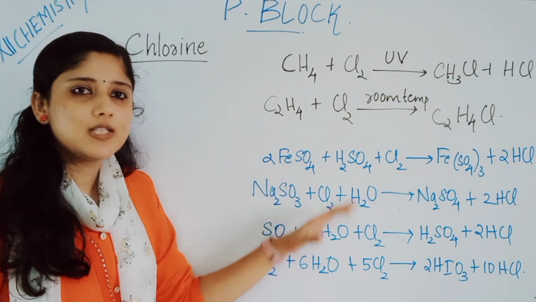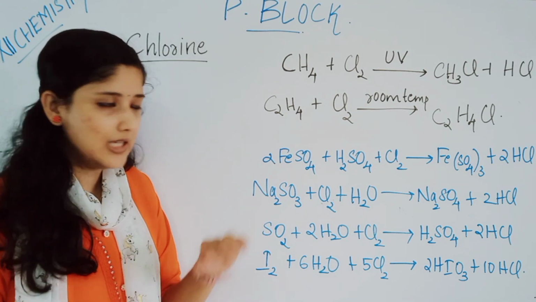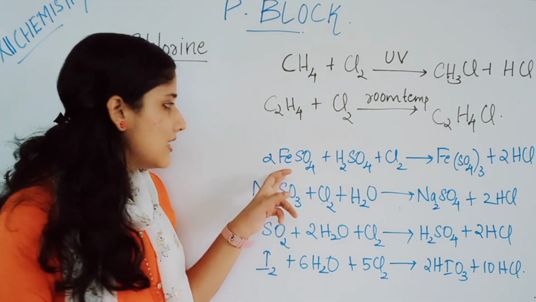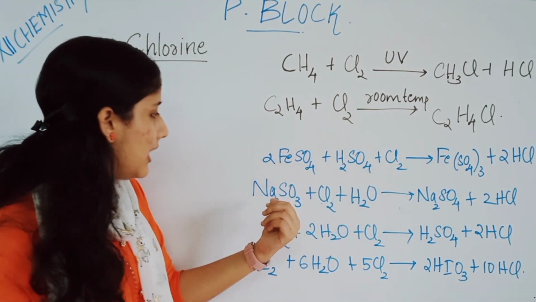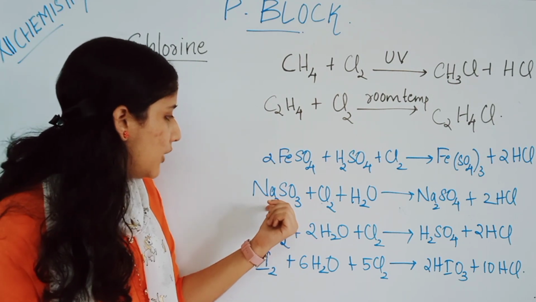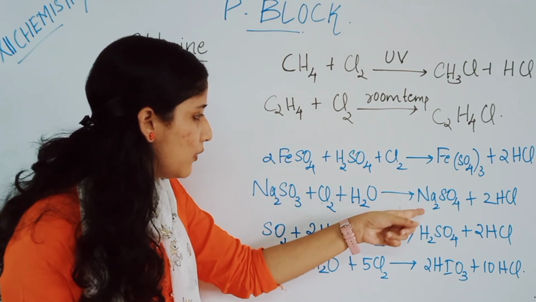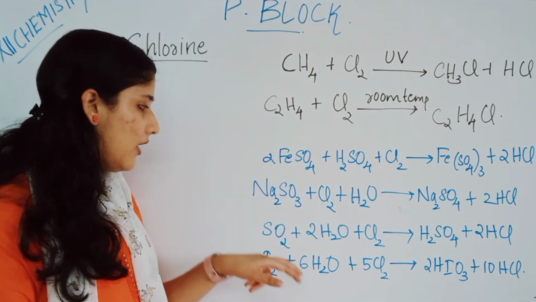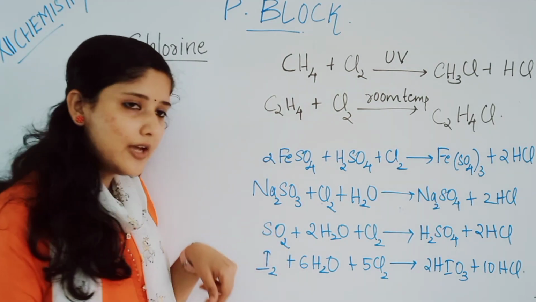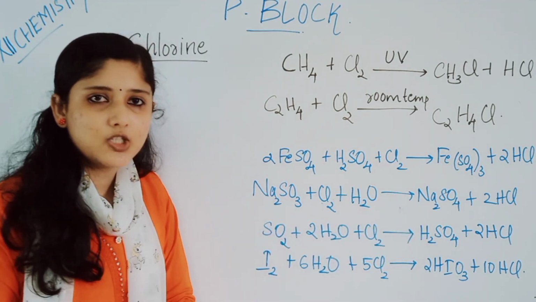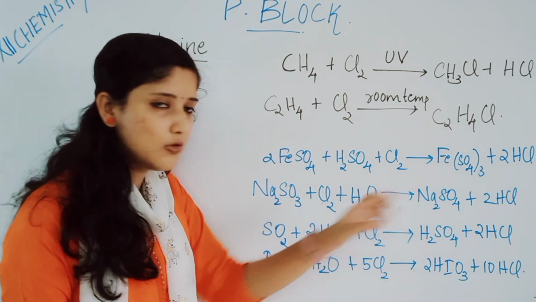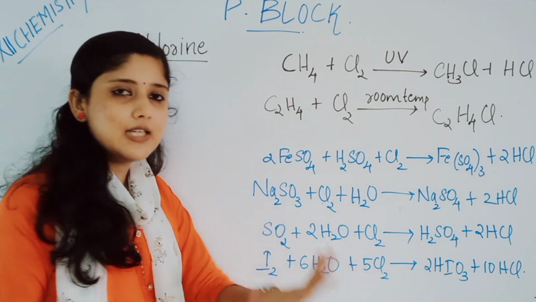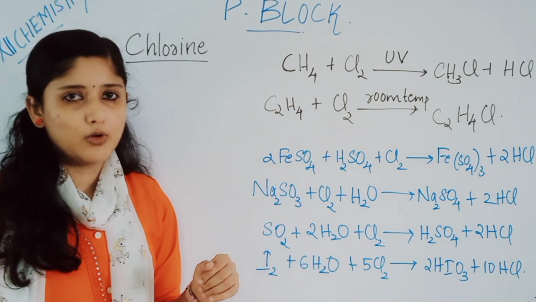Next are the oxidation reactions of chlorine. These are very important. It will oxidize sulfite to sulfate. Here, Na2SO3 plus Cl2 plus H2O will give you sulfate, Na2SO4, plus 2HCl. Here SO2, sulfur dioxide, is changed to sulfur trioxide, and after that it will be changed to H2SO4. Sulfur dioxide to sulfur trioxide. Iodine to iodate. These are the oxidation reactions of chlorine.